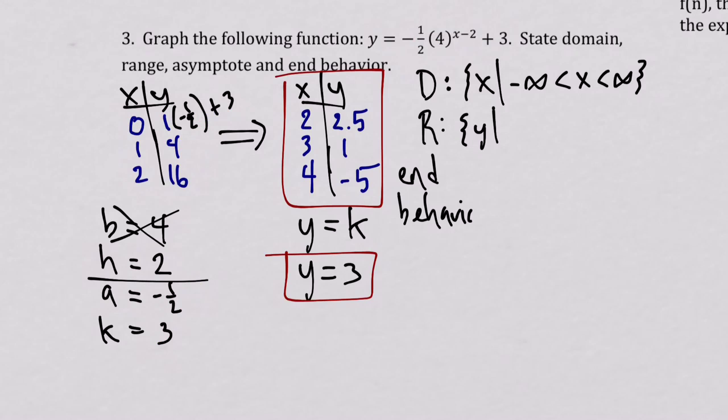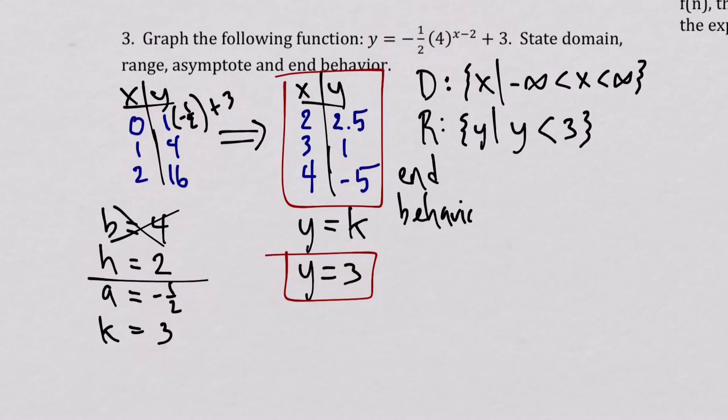Since the asymptote is y equals 3, the graph cannot pass that point. A is negative, you see that here? That means this graph is pointing down. So y equals 3 is the asymptote, and all the values of y are going to be below that point. It's going to be y is less than 3 because A is negative. That means the graph is pointing down.